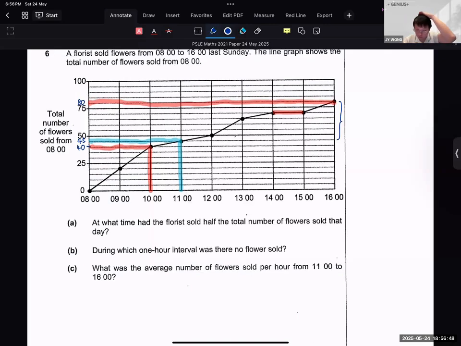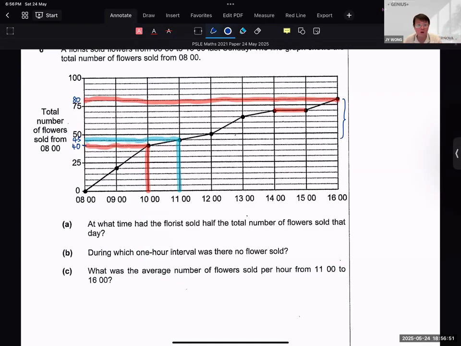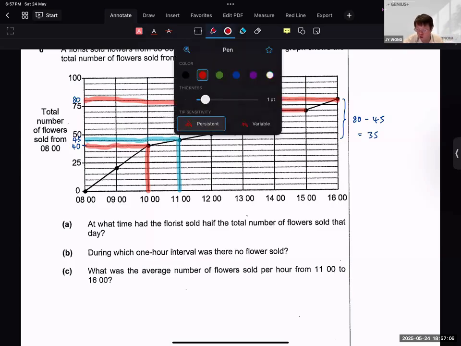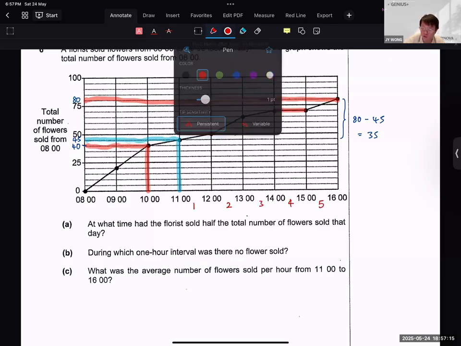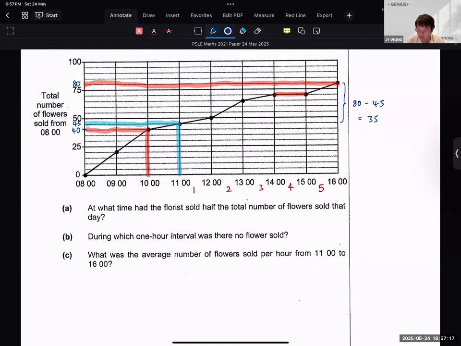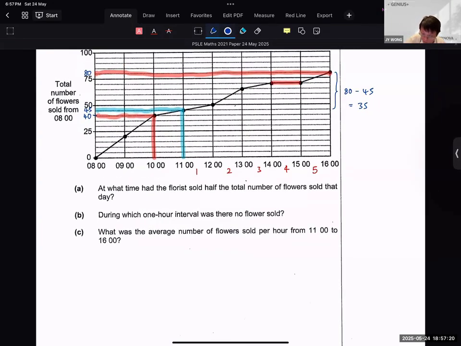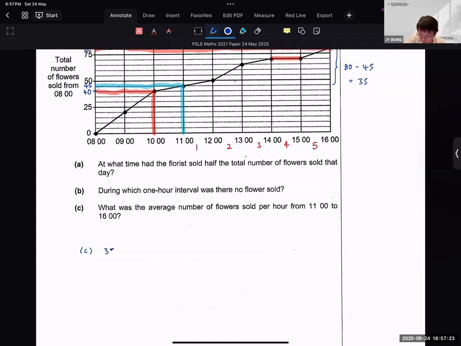Some of you never take 80 minus 45. This is the number of flowers sold, which is 80 minus 45 to give you 35. And then some of you divide by the wrong number of hours. If you are not sure, you go and count manually. 1 hour, 2 hours, 3 hours, 4 hours, 5 hours. So from 1,100 to 1,600 is only 5 hours. And therefore, for part C, 35 divided by 5 hours gives me an average of 7 sold per hour.